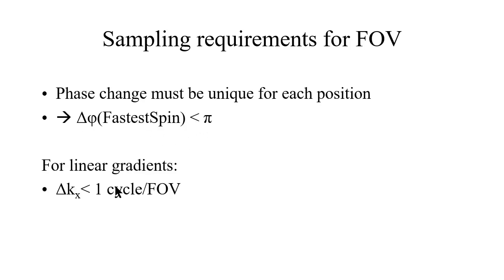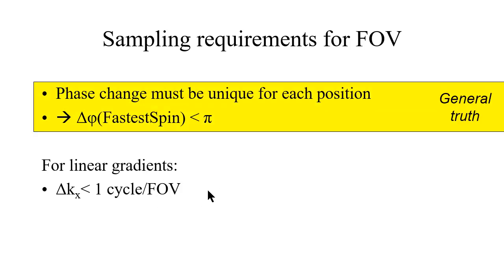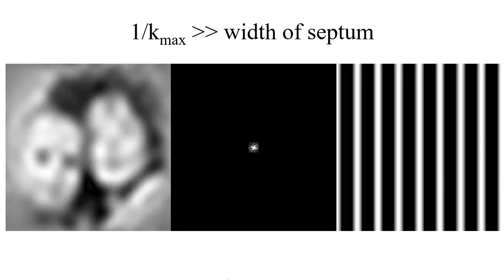So if you're talking about linear gradients, it's easy enough to express this phase change as a function of your x sampling, kx sampling, and your field of view, and then you can get this handy equation. But the more general truth for any kind of encoding is really this one. So we can do a similar analysis for the Nyquist relation related to resolution.